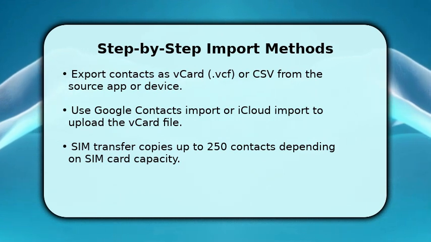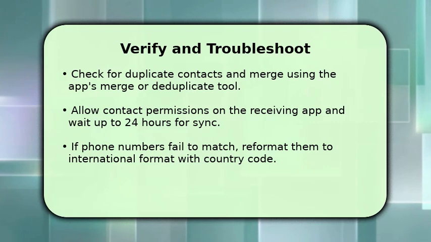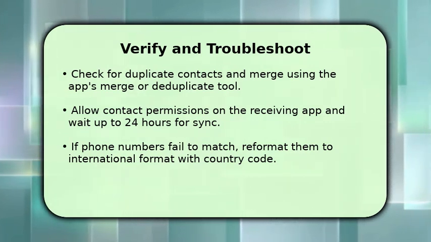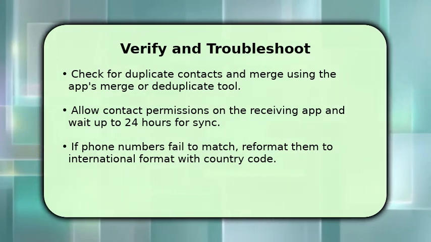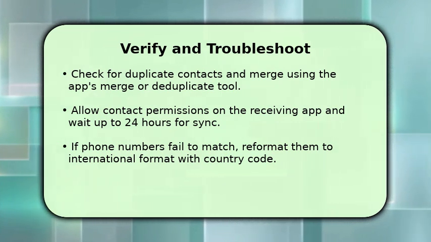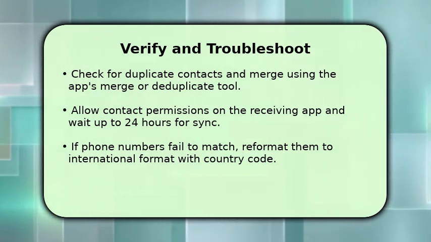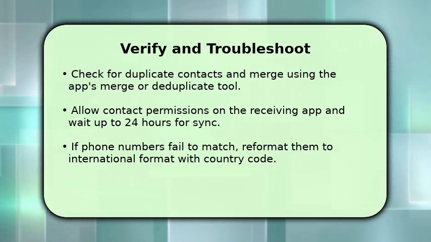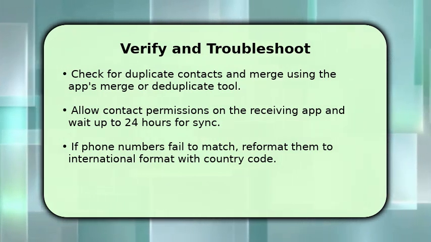After import, open the receiving Contacts app and verify phone numbers and labels. Use the app's Merge or Deduplicate tool to combine repeated entries and remove duplicates. Ensure the receiving app has contact permissions enabled in system settings before you begin.